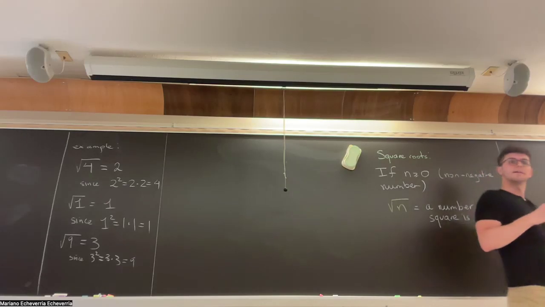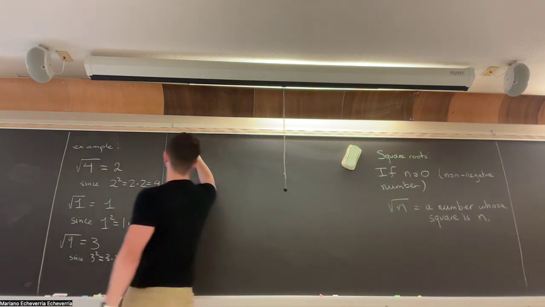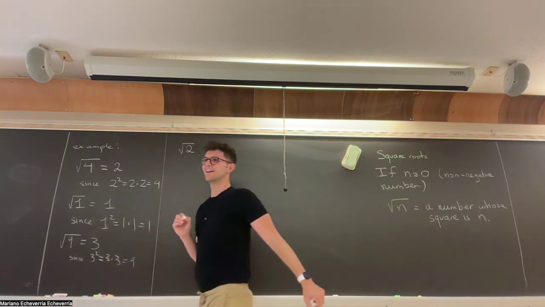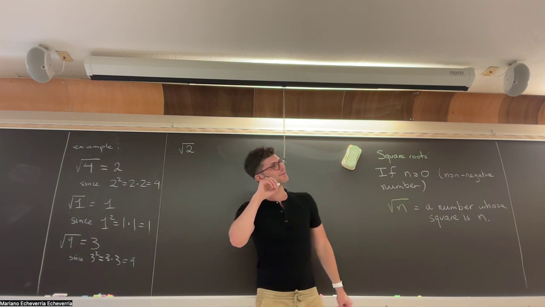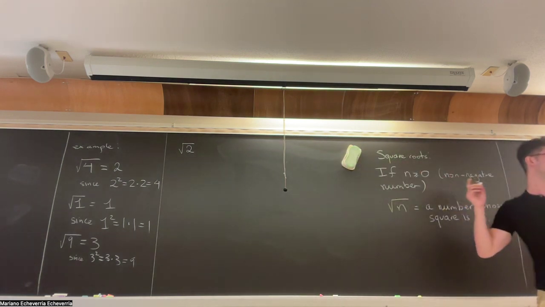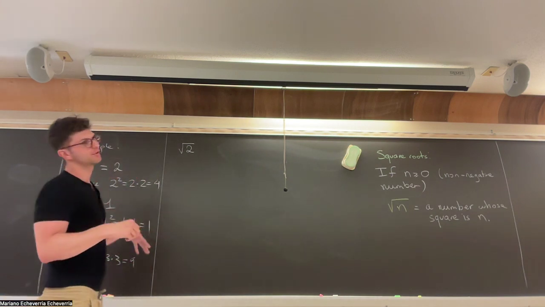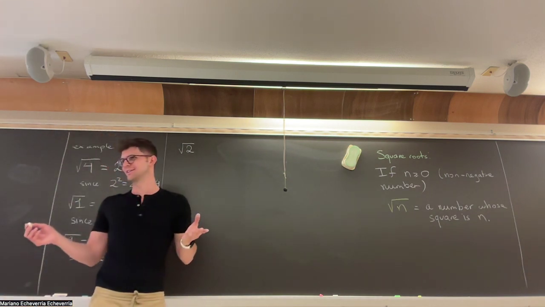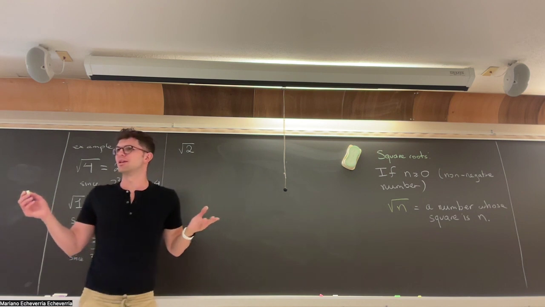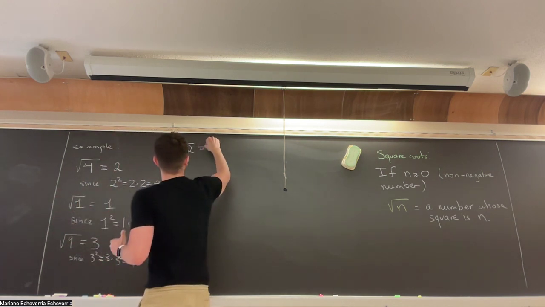But now here comes one that's actually kind of interesting. What if I say something like the square root of 2? Well, the square root of 2 is the square root of 2. It doesn't seem very clear what you should put there. If I write the square root of 2, it may not be super obvious what that should be equal to. So what is this?